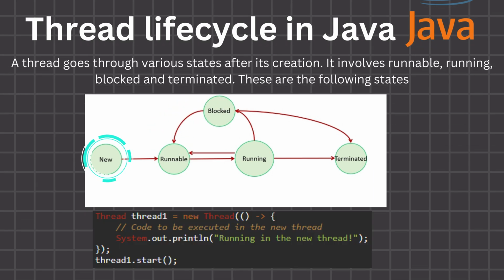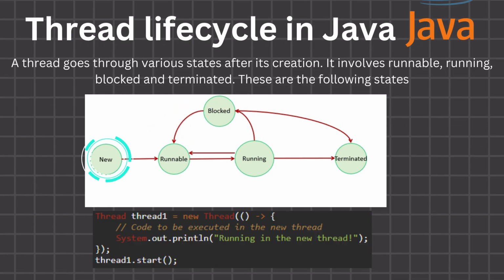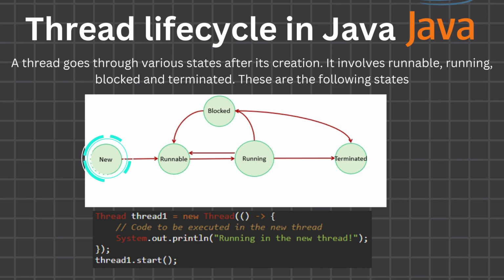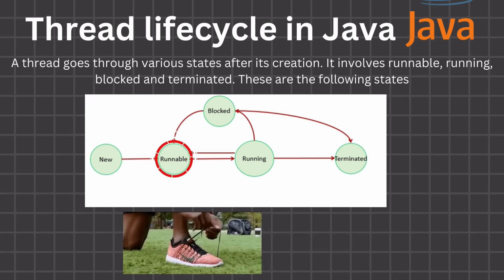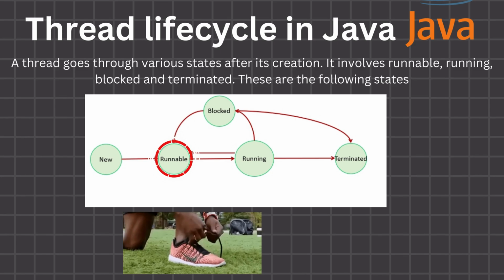1. New. At the time when a thread object is defined, it is said to be born and ready to execute. It begins its life from this state. A thread can be created using the thread class and runnable interface. From this state, it is ready to move to a runnable state by calling the start method.